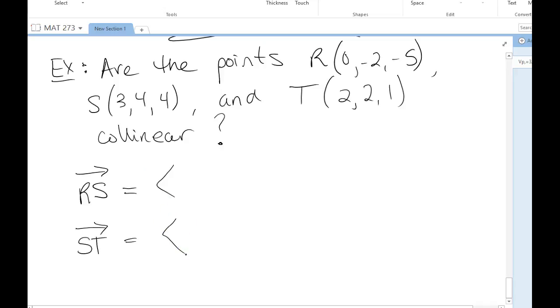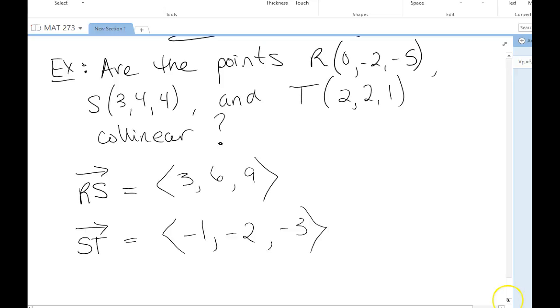So remember, you're going to do ending minus beginning. For RS, we're going to do the S coordinates minus the R coordinates. So 3 minus 0 is 3. 4 minus -2 is 6. 4 minus -5 is 9. So RS is the vector with components 3, 6, 9. ST, those are going to be the T's minus the S's. So 2 minus 3 is -1. 2 minus 4 is -2. 1 minus 4 is -3.